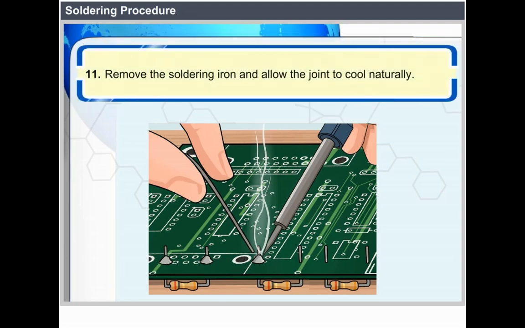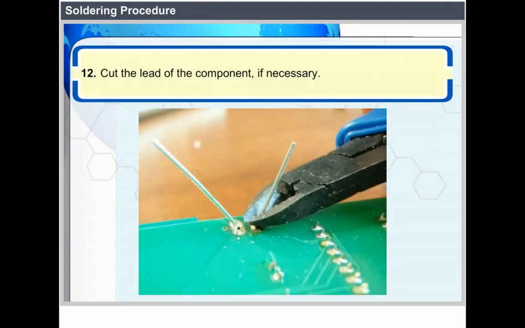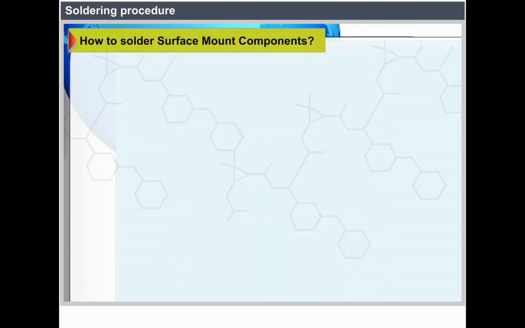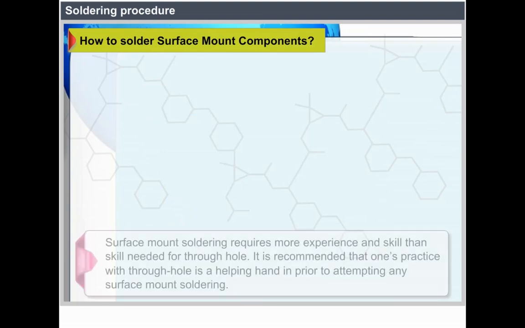Remove the soldering iron and allow the joint to cool naturally. Cut the lead of the component if necessary, as shown in figure. How to solder surface mount components.